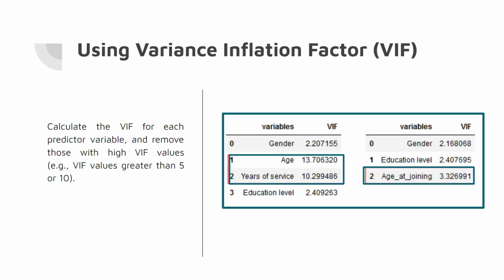Another statistical measure is the variance inflation factor (VIF). The VIF measures how much the variance of an estimated regression coefficient is increased due to multicollinearity. A VIF value of 1 indicates no multicollinearity, while a VIF value of 5 or higher may indicate that multicollinearity is a problem.